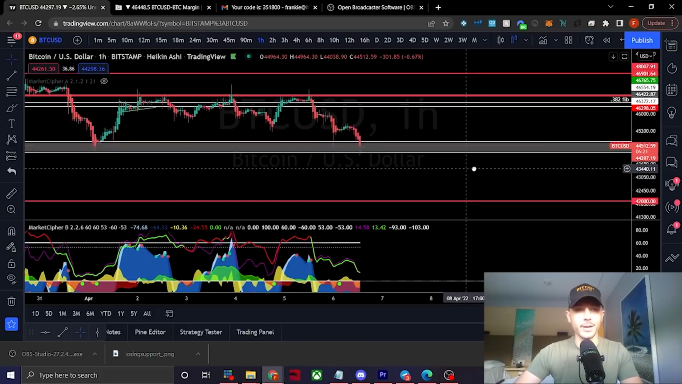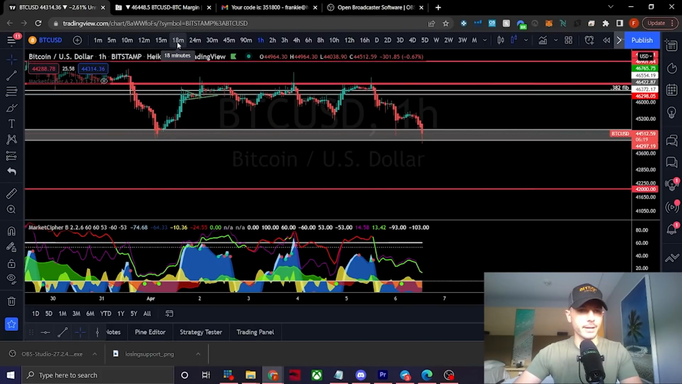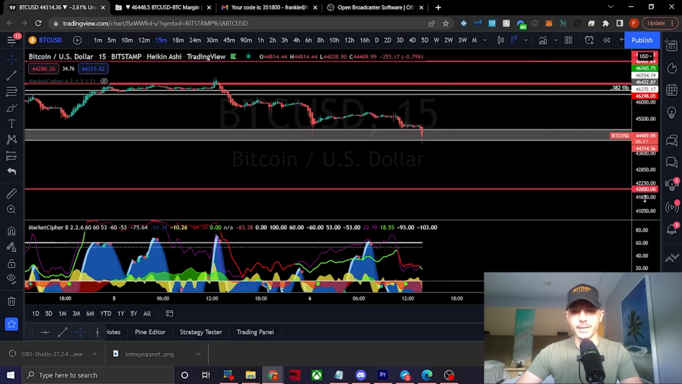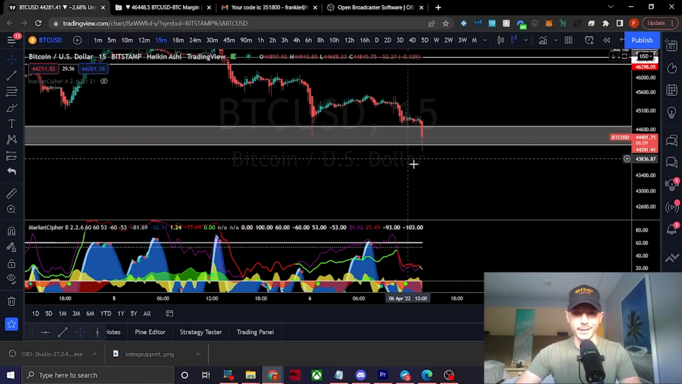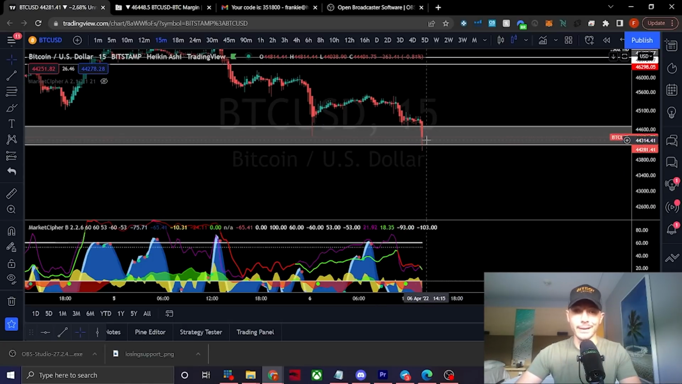And as you can see, we are starting to lose it. Let's go down to the 15-minute and go into our micro time frames, right? So we did wick below it. Price is sitting in the middle of this range, right? So we really don't want to see us break this. We want to see a strong bounce off of this level.